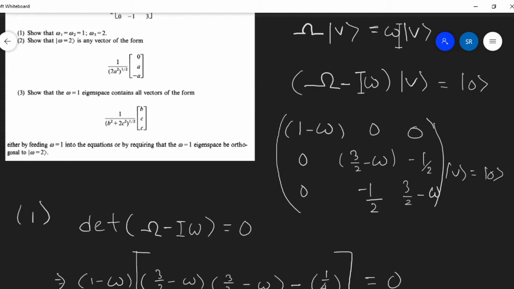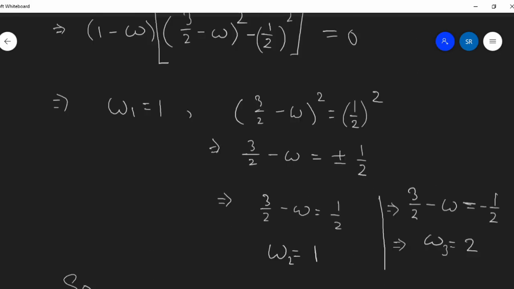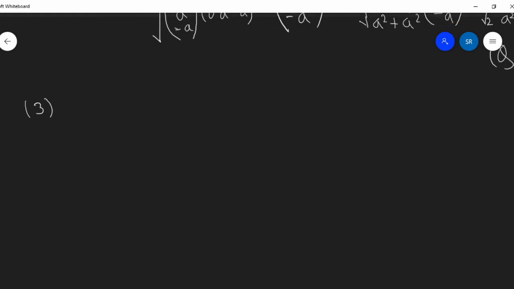Either by feeding omega equals 1 into the equations, or by requiring that the omega equals 1 eigenspace be orthogonal to the omega equals 2 eigenvector. Okay, cool. So what are we going to do here? Simple, we're just going to do the same thing like we did in number 2. Why? Because it's convenient. There is another way of doing it, I guess, but I'm not going to go into that because I am too lazy to do it.